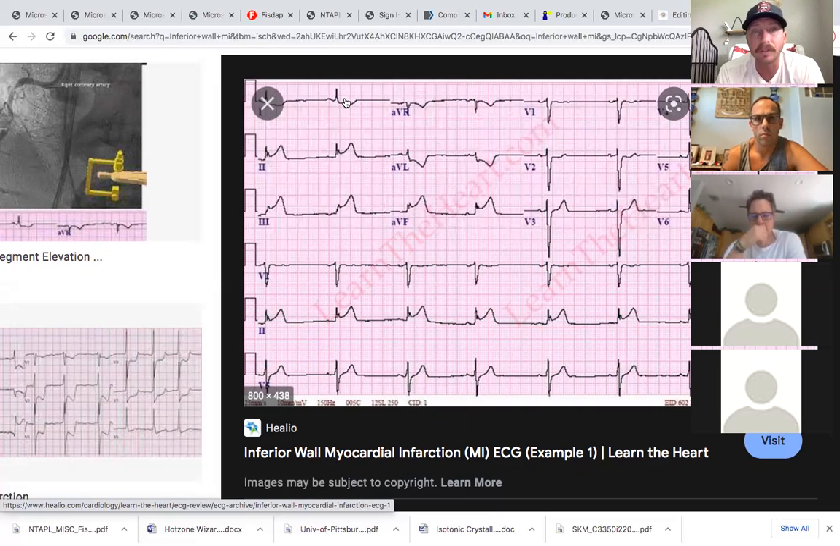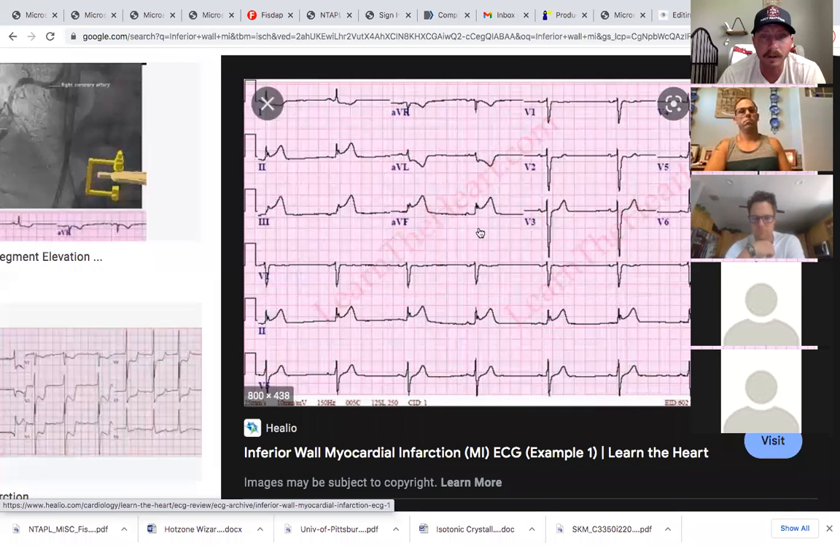So with that being said, I want to go to this reciprocal view, and the reciprocal view of your high lateral is going to be your inferior wall, which is your 2, 3, and AVF. And looking at 2, 3, and AVF, I've got clear and obvious ST segment elevations in 2 or more of the continuous leads. And because of these reciprocal changes, I'm very, very confident that I've identified a myocardial infarction and/or STEMI. So what coronary artery are we suspecting to be the culprit here?